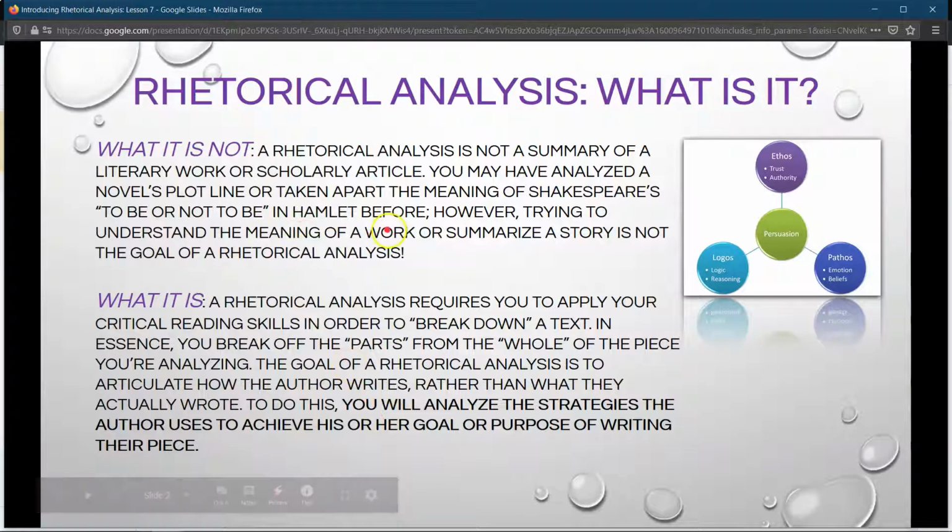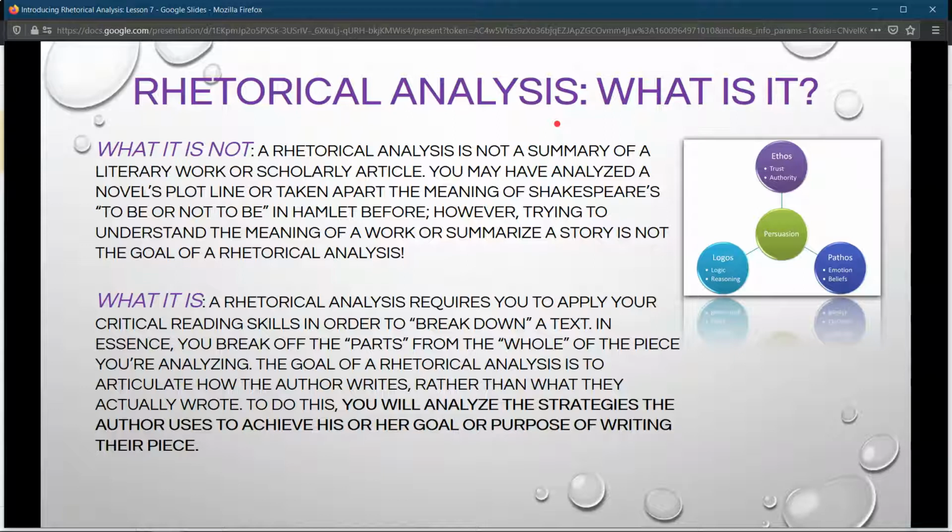So what it is not. A rhetorical analysis is not a summary of a literary work or scholarly article. You may have analyzed a novel's plotline or taken apart the meaning of Shakespeare's "to be or not to be" in Hamlet before. However, trying to understand the meaning of a work or summarize a story is not the goal of a rhetorical analysis.